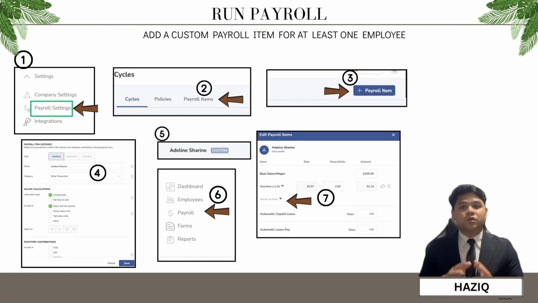Now, create a custom payroll item for at least one employee. The process is: go to payroll settings and click payroll items. Enter the required information and click save. Once saved, the payroll item will be labeled as custom.